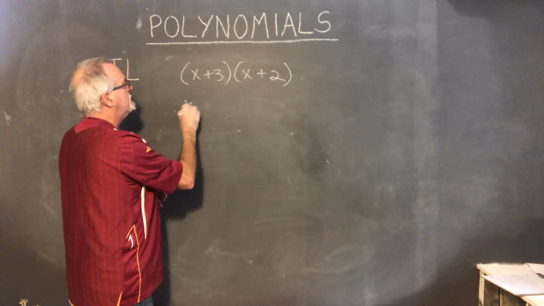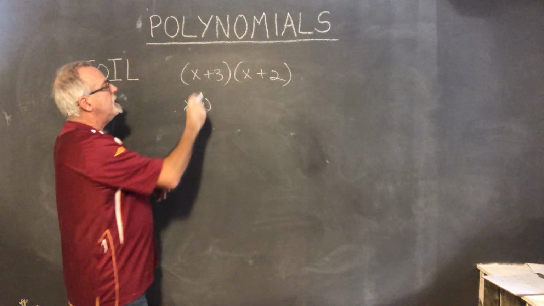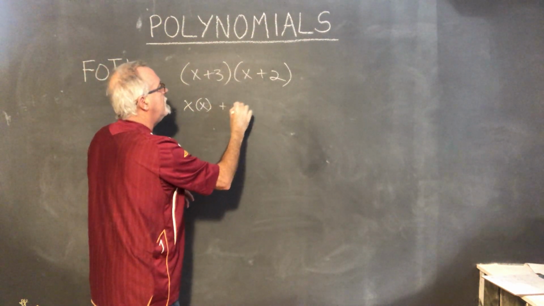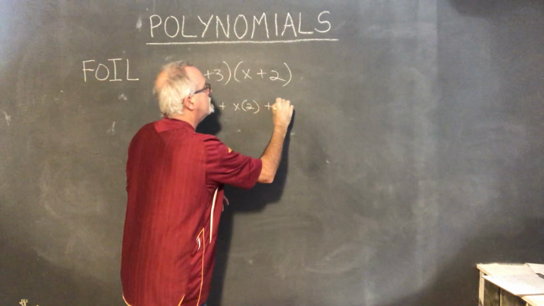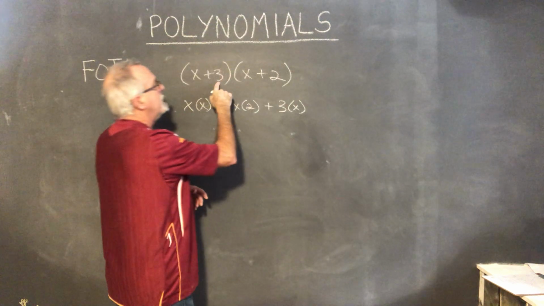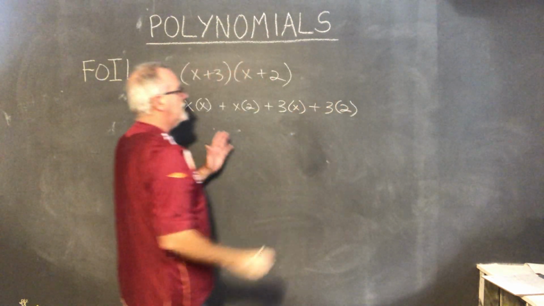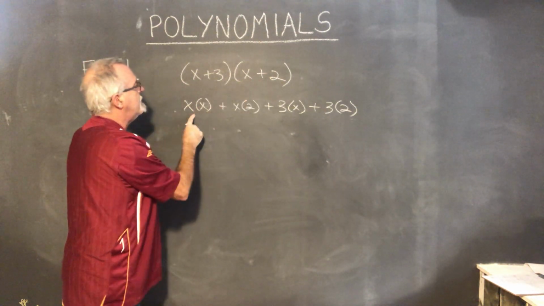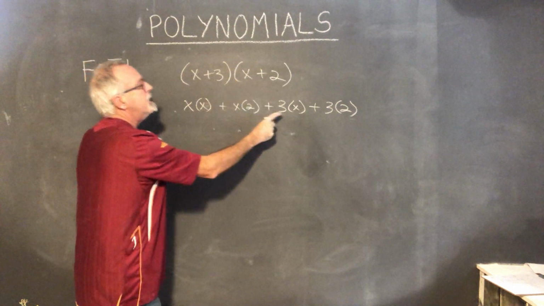X times x, and I'll show it without simplifying yet. And then x has to be multiplied by this 2 as well. And then 3 has to be multiplied by the x. And 3 has to be multiplied by the 2 as well. Let's take stock and make sure we didn't forget something. X has to be multiplied by each of these things, and it has been. And the 3 has to be multiplied by each of these things, and it has been.